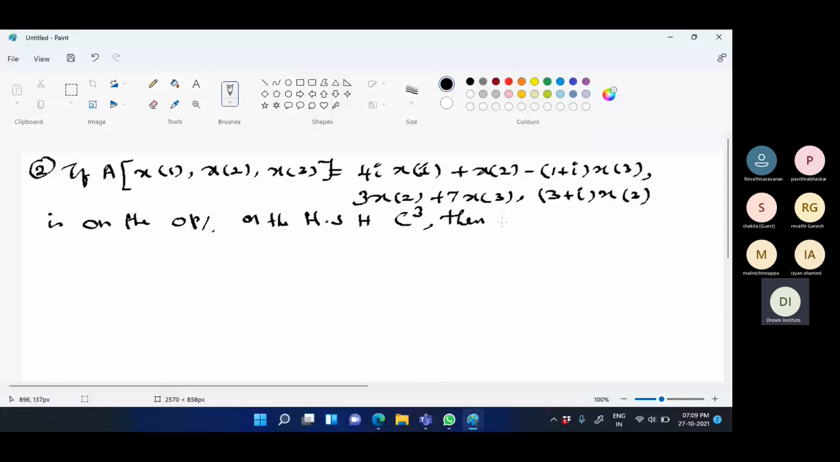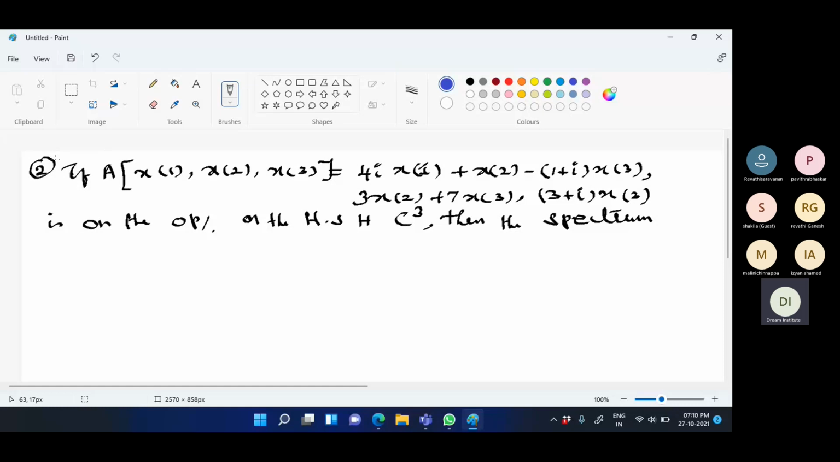Then the spectrum is equal to... here they are asking clearly for the spectrum, not the spectral radius. Spectral radius means we need to find R of T in terms of the limit as n tends to infinity of the norm of T power n whole power 1 by n, or the supremum of mod lambda where lambda belongs to the spectrum. Here we need to find just the spectrum for the given question.